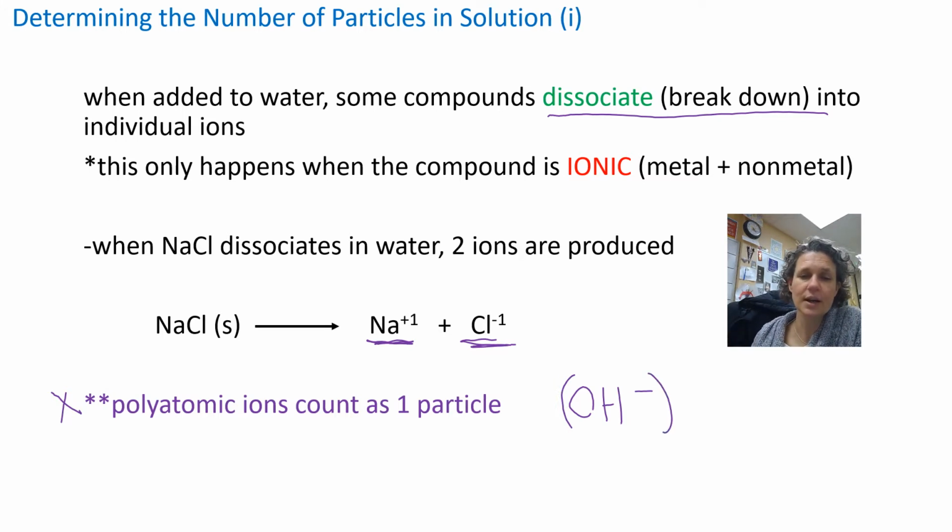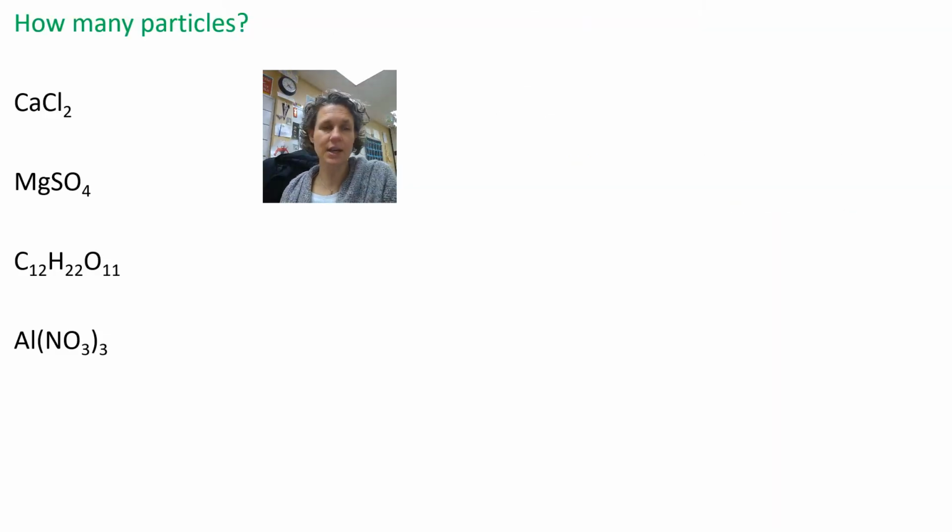That is one ion. Okay, so just for practice, how many particles would we get? If we have CaCl2, it is a metal and nonmetal. It breaks down into one Ca and two Cl, so you would have 3 total particles. MgSO4, there's one of those polyatomics, the SO4. So you would have one Mg and one SO4, and that would give you 2. The next compound, C12H22O11, that's glucose, a sugar molecule typically. It is a nonpolar molecule.